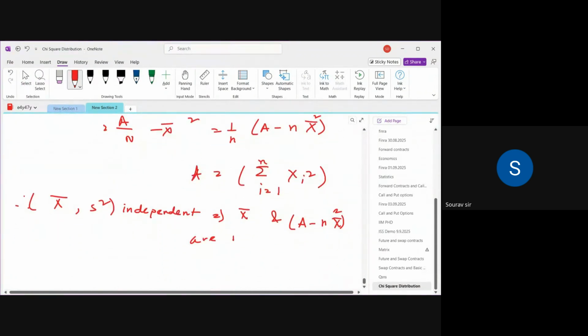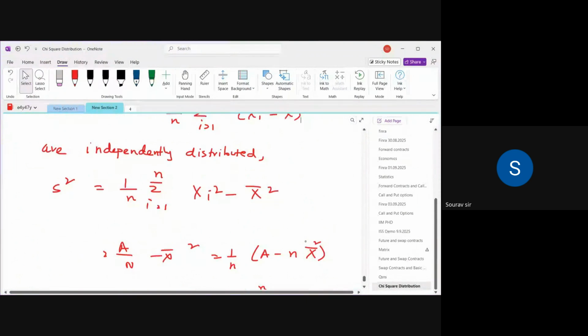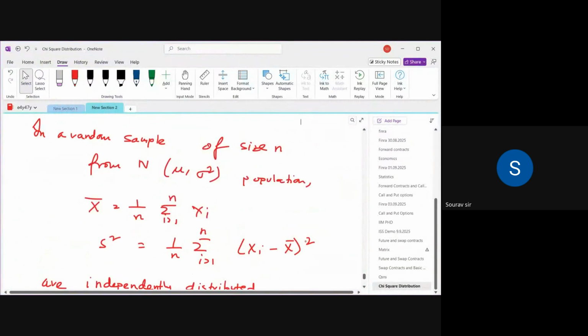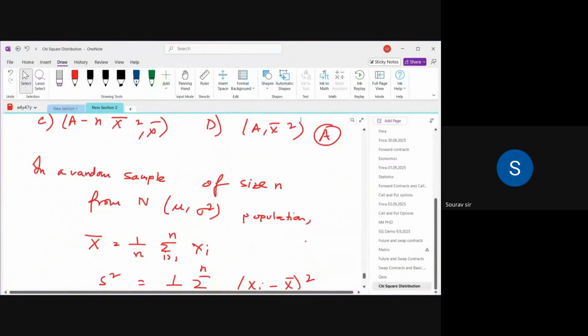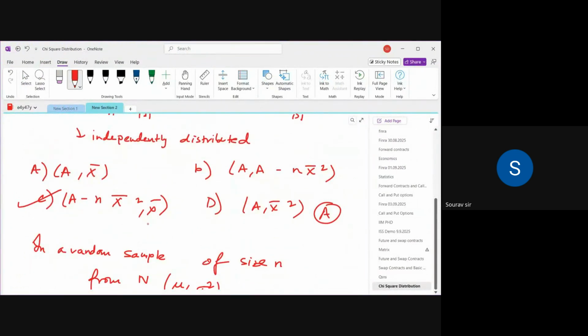So which one will be the correct option? C. C is the correct option. Got it? Who told me that the option is A? Why is it C? Clear?